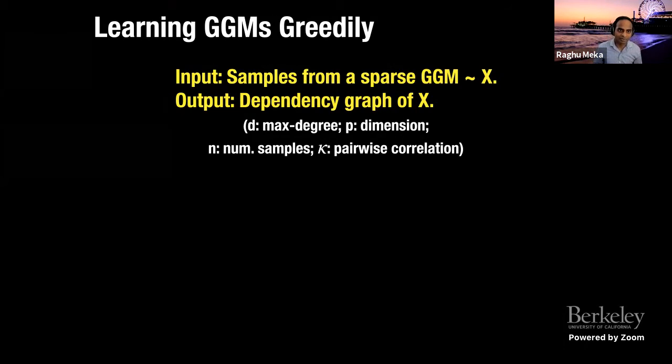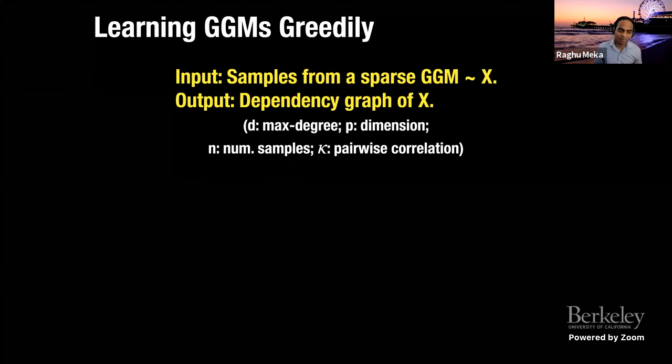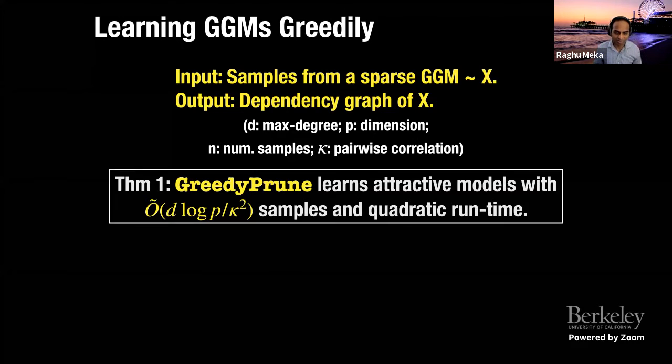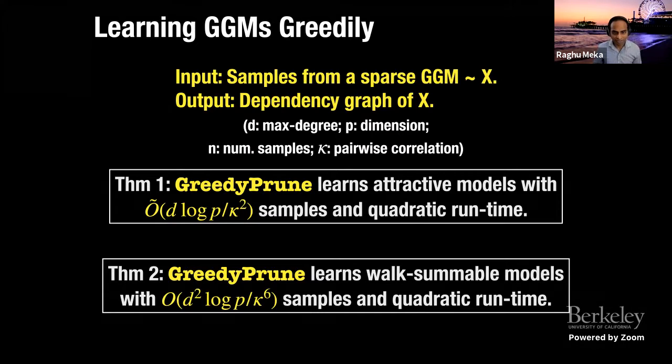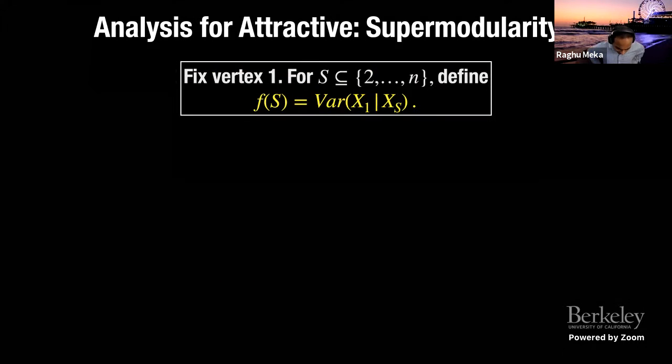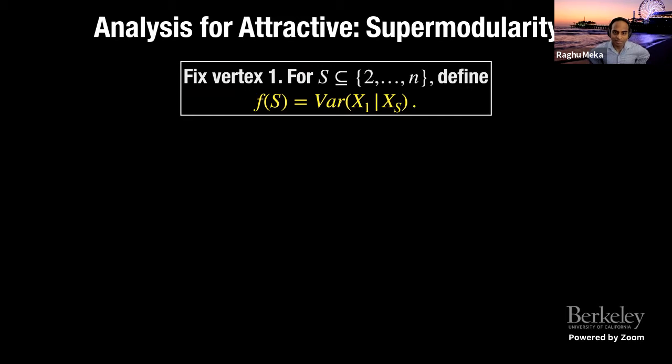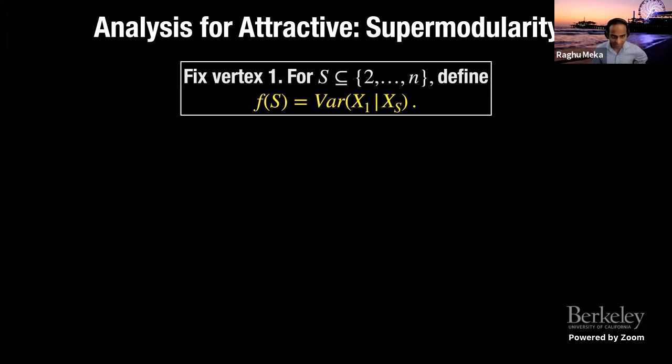So just to recall, we are trying to learn GGMs greedily. You have samples and then you're trying to output the dependency graph. These are the guarantees. But let me move on to the algorithm. So the analysis for the attractive case is actually very simple and goes back to supermodularity of the conditional variance function. So we are fixing the vertex x1, and let me now define a function on the subsets of the remaining vertices. So f of S is the conditional variance of x1 given x_S.